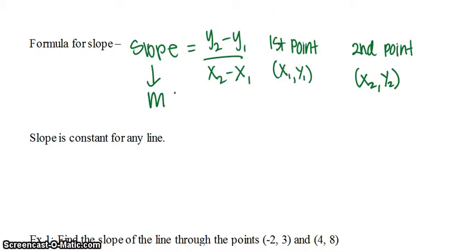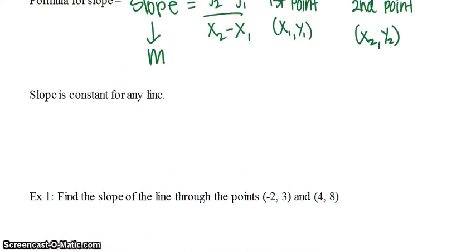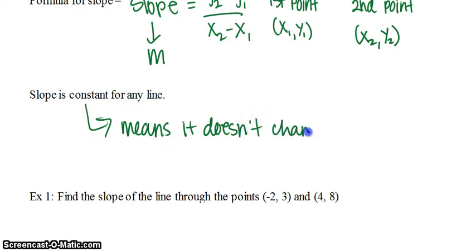Okay, so the slope is constant for any line. If you know what constant means, it doesn't change. So that means it's going to have a constant slope. The slope from every point of a line is going to be the same. So if you pick any 2 points on that line, you will still get that same slope. You might have to reduce the fraction, but you'll still get it.